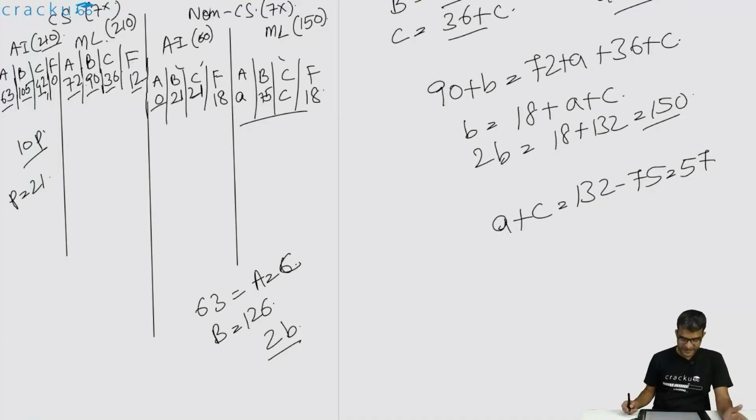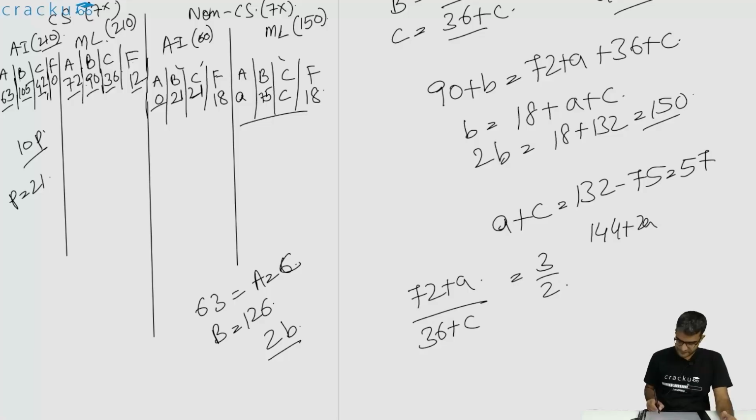Similarly, the total number of A grades, like we discussed earlier, is equal to 72 plus A, divided by the total number of C grades, which is 36 plus C. This is in the ratio 3:2. If you cross multiply, this will be 144 plus 2A is equal to 108 plus 3C, or 36 is equal to 3C minus 2A. A plus C is equal to 57.